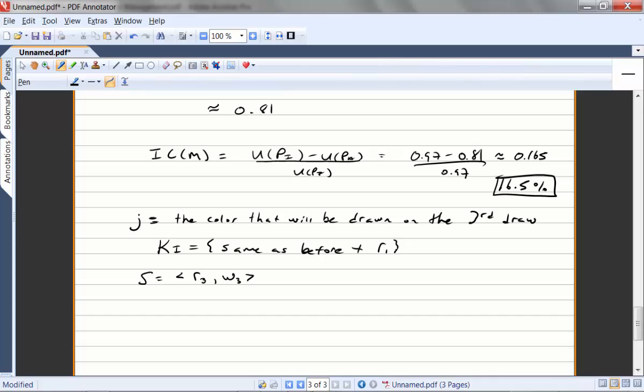So again, there are two possible states. She knows that red was drawn on the first draw, but she doesn't know what was drawn on the second draw. So from her perspective, red could either be drawn on the third draw or white could be drawn on the third draw. And the probabilities, it'd be the probability that red could be drawn on the third draw given our initial knowledge, which is this right here.